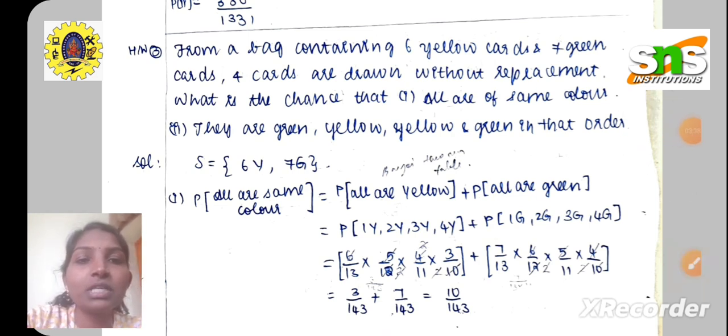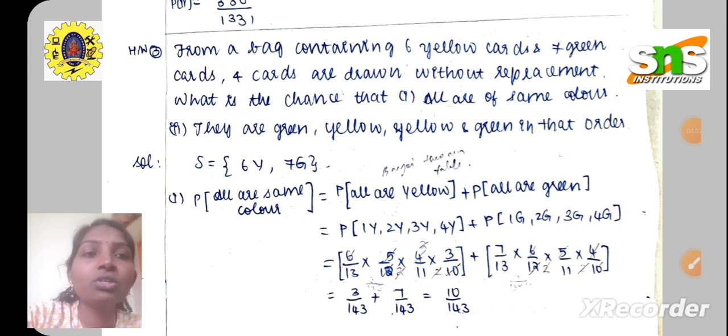Now we have the sample space. The question is: sample space S is equal to 6 yellow cards and 7 green cards. We are drawing 4 cards out of these. The first question is to find the probability that all are of the same color. How many cards are we drawing? Only 4 cards.